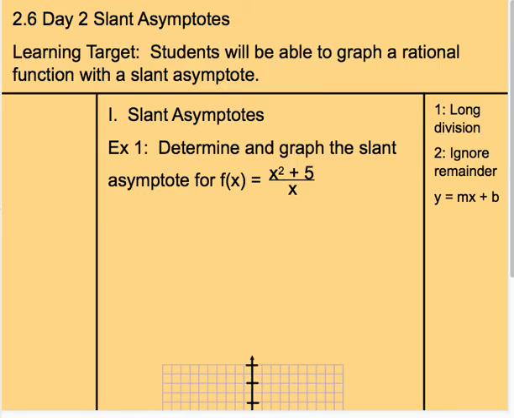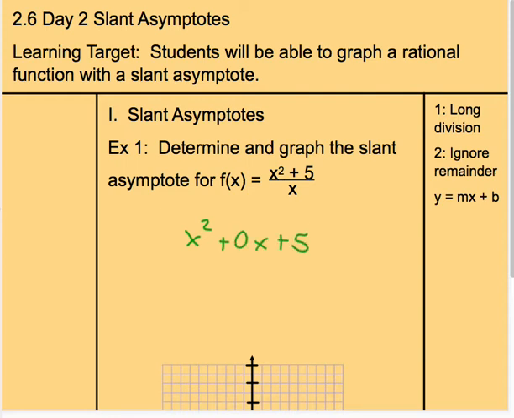So let's take a look at an example. The first example, we are just going to figure out what the slant asymptote is and graph just the slant asymptote. We're not actually graphing the function, we're just graphing the asymptote. Notice the degree of the numerator is indeed 1 bigger than the degree of the denominator, so we're going to set up our long division.